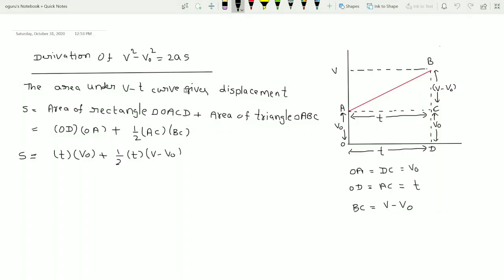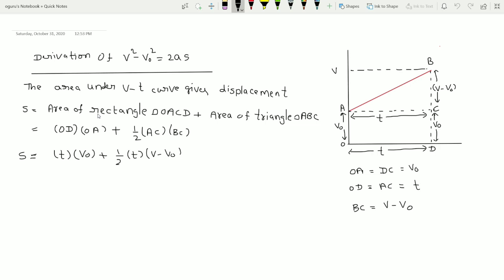Now let us derive the third kinematic equation, V square minus V0 square is equal to 2AS. For this, again let us consider that the area under the VT curve gives displacement. This is the VT curve. The area under the VT curve is divided into two parts, that is rectangle and triangle. The area under the VT curve is equal to the area of rectangle OACD plus the area of triangle ABC.